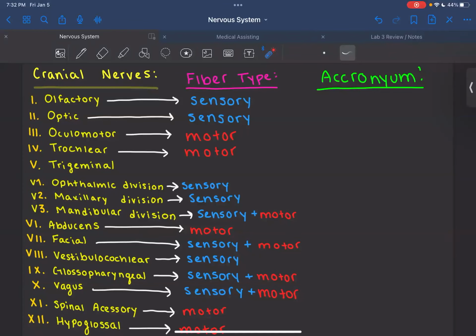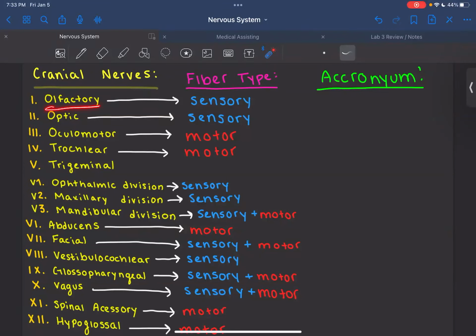All right, so this video is going to be the basics of cranial nerves and their fiber types. Fiber types of cranial nerves are extremely important when it comes to what they innervate and what their functions are. So these are the 12 cranial nerves. We have 1 through 12.